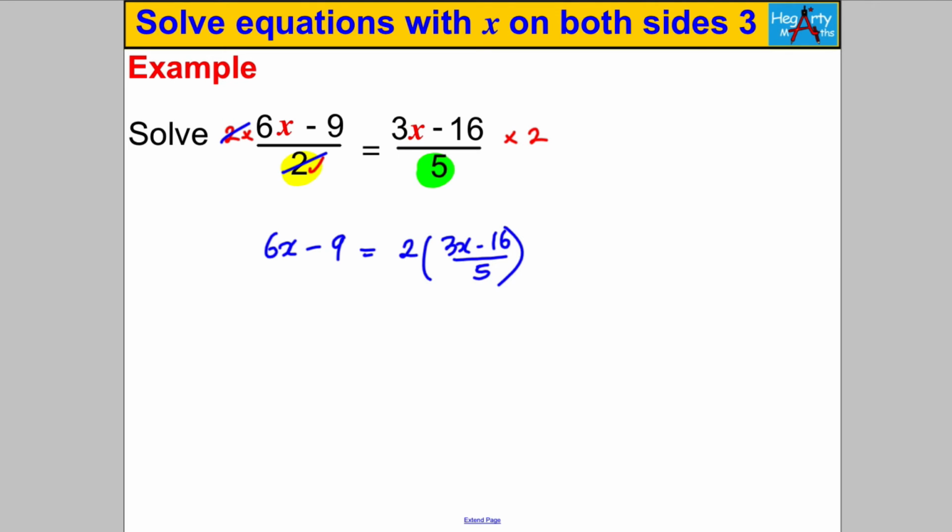I still don't like that divide by 5. So there's no harm multiplying both sides by 5, and that will get rid of that factor of 5 on the bottom. That 5 on top will get rid of that. So I've multiplied both sides by 5 on purpose to get rid of that 5. So what will I have? Well, on the right hand side I've still got my 2, and I've got brackets 3x subtract 16. And on this side I'm going to have 5 brackets 6x subtract 9, like that.